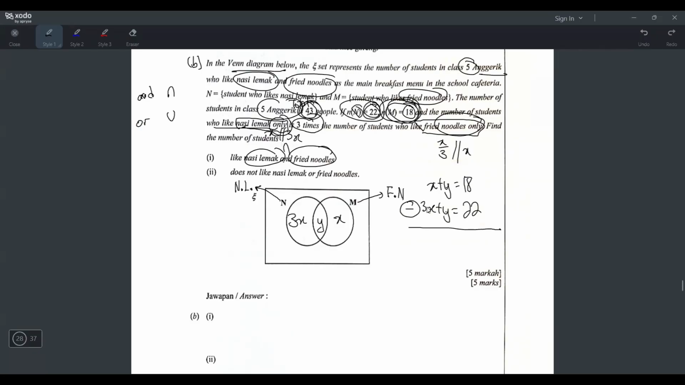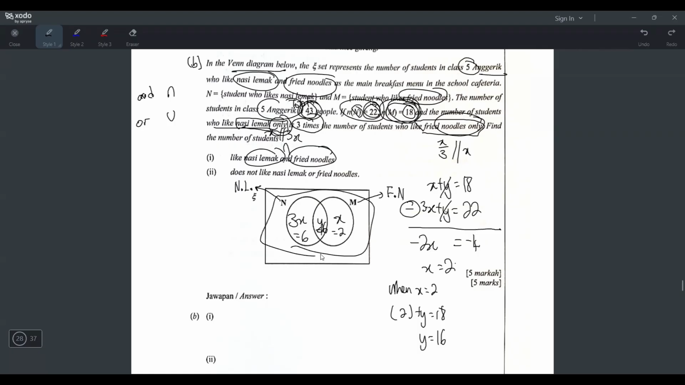So straight away x minus 3x, negative 2x. Y and y eliminate already. 18 minus 22, negative 4. And then x is equal to 2. After you know your x is 2, you know this is 2 and you know this is 6, right? And then what about the y? If you want to know the y, you just substitute the 2 into the equation. So when x equals 2, x plus y equals 18. So 2 plus y equals 18. Therefore, y is 16.